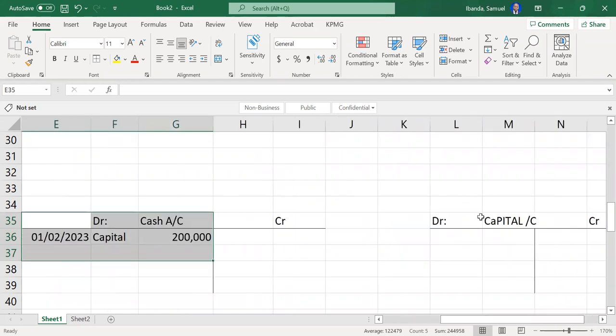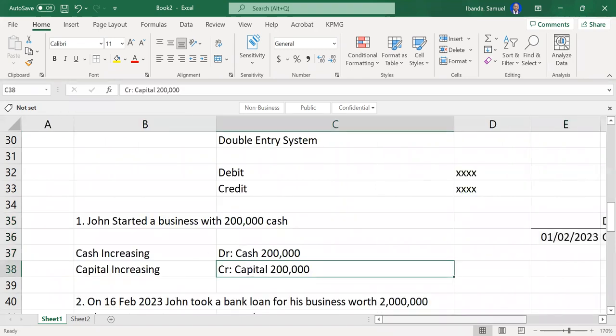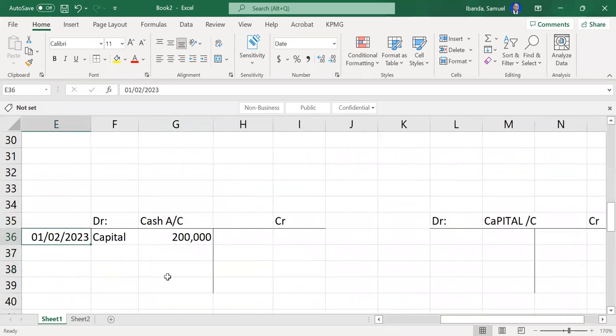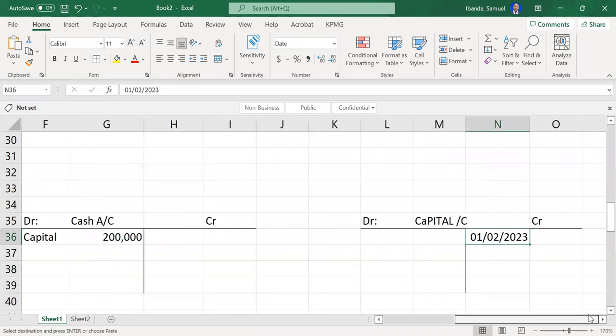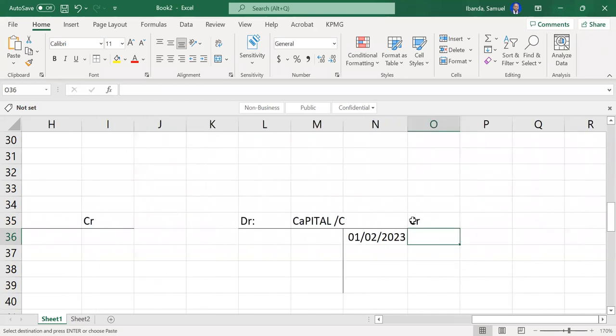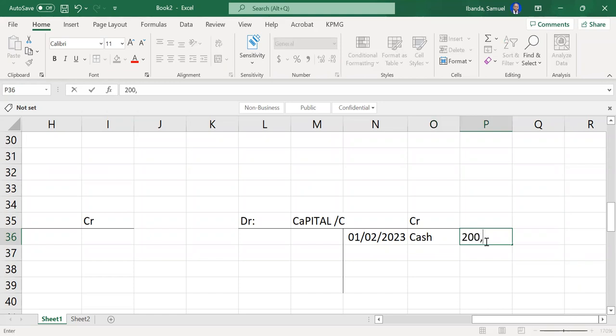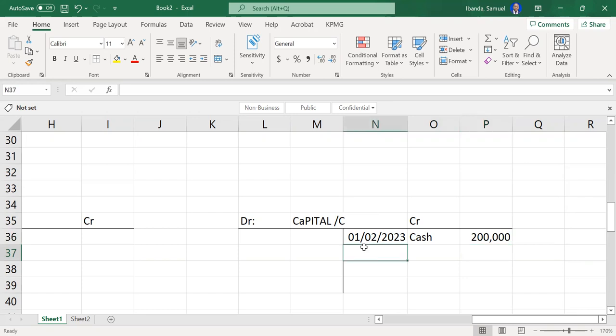So I have debited in the cash account as per our transaction. When I come to my capital, remember we say that for capital, we credit it. So I'll come with the same date, and in this case I'll say cash, 200,000. As you can see in the capital account, I don't again call this capital. Rather, I show it by the alternative account.